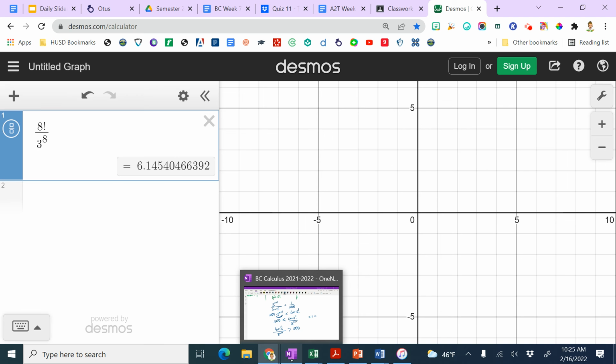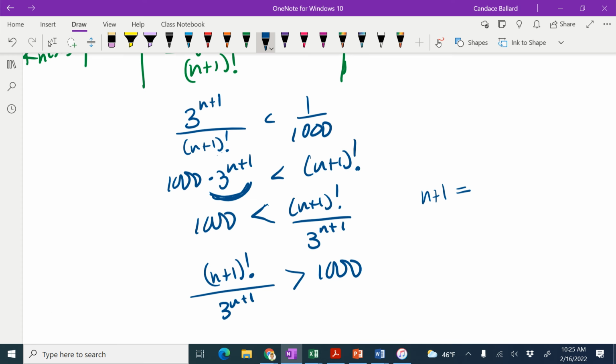I did not do very good, did I? 8 is definitely not the n value. But if you wanted to, our n plus 1 is 8. It was like 6.1 something, right? Yeah, 6.14. Okay. All right. Which is not where we want to be.